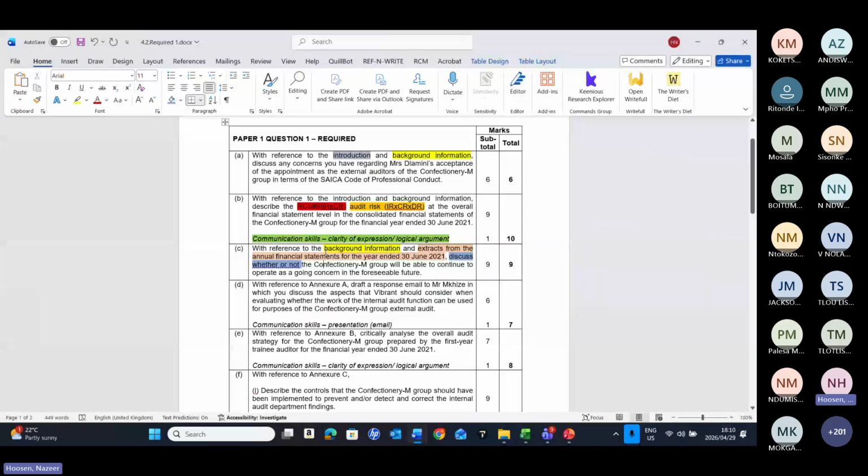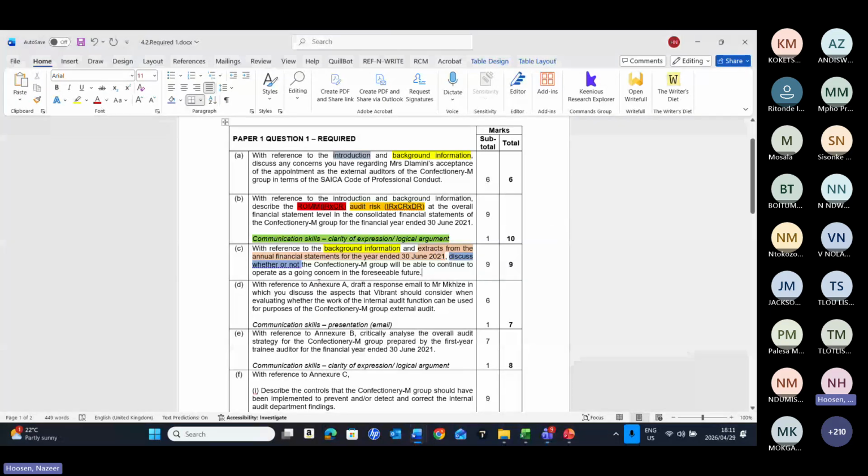Discuss whether or not the confectionery M group will be able to continue and operate as a going concern in the foreseeable future. Now, this is the element of integrating aspects like management accounting, which become more relevant when you get to test 4, and there's integration in the test for assessment and for the examination as well. But this 9 marks is good practice for something indicative of that.